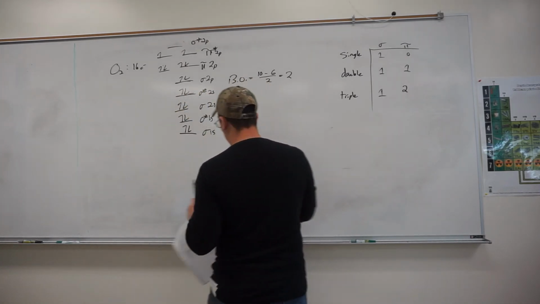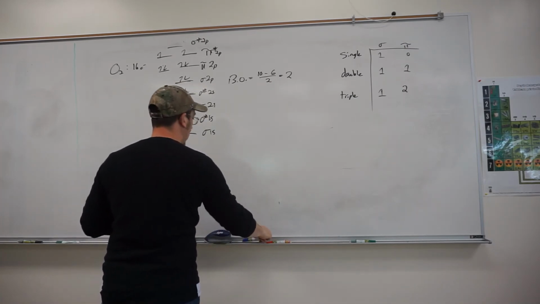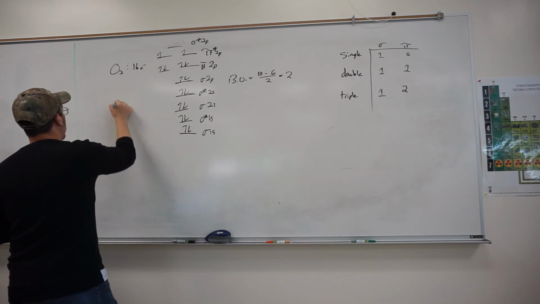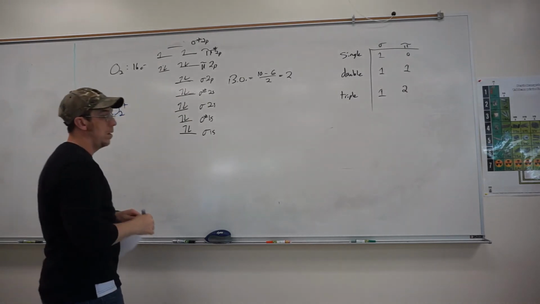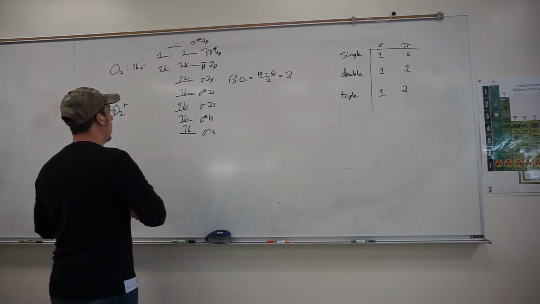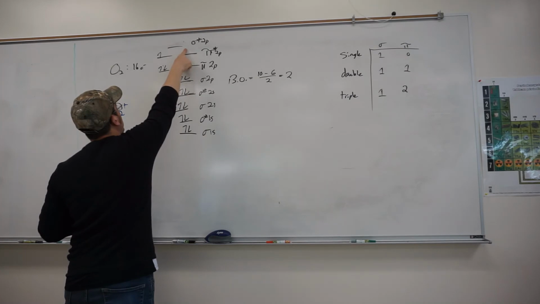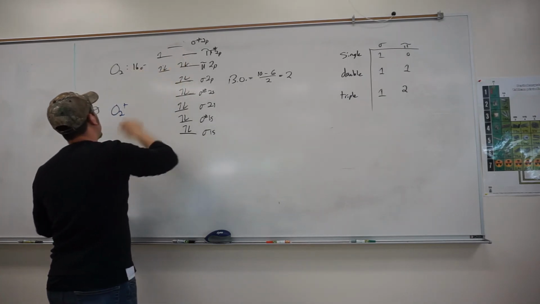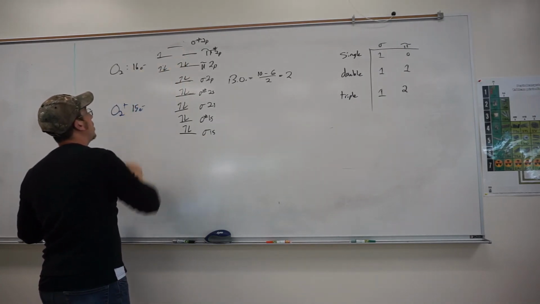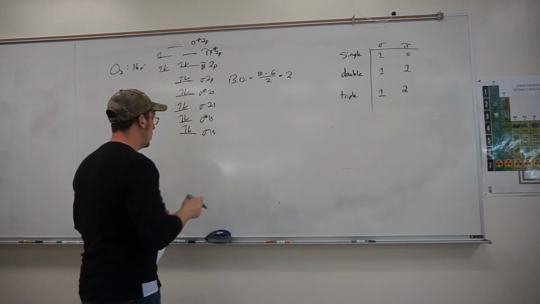So what happens if we change the oxygen and we take away an electron? How would that affect the diagram here? Well, what would happen here is in this diagram, you would lose an electron. So instead of it having 16, it would have 15 electrons. So this would be the diagram for O2 with a +1 charge.